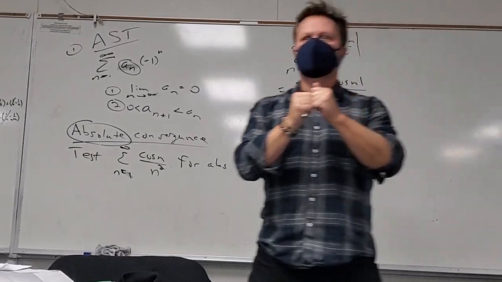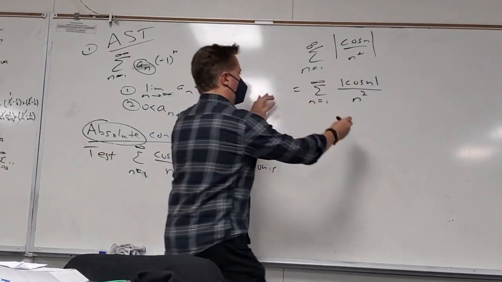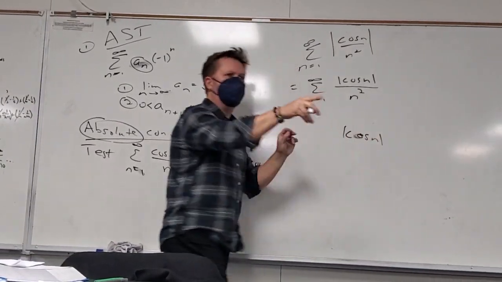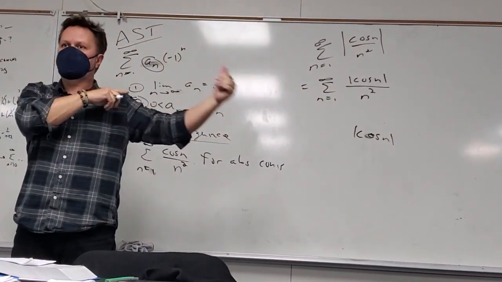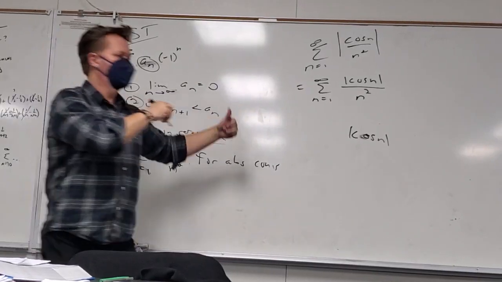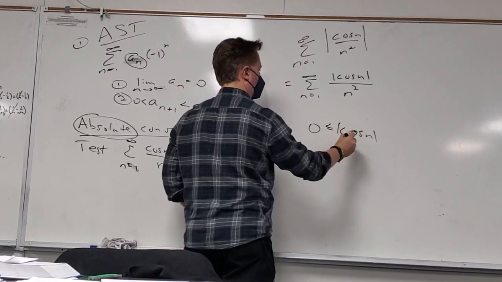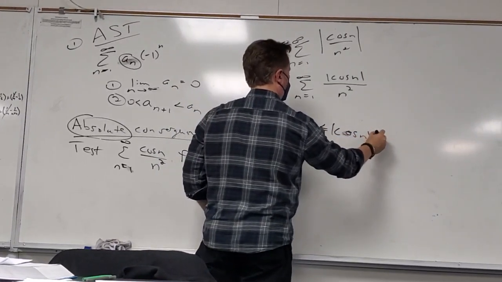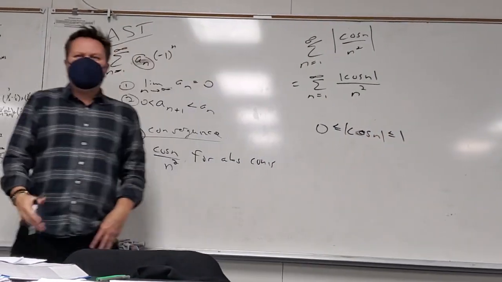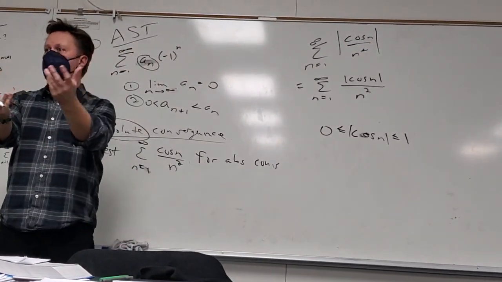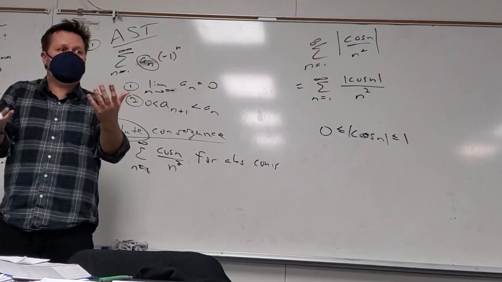I really want you guys to get this. Can you write it more specifically? The absolute value of cosine n, how do you write what you just told me? It goes from 0 to 1. Tell me mathematically. 0 less than or equal to, and then less than or equal to 1. What test does that remind you of? Direct comparison. It's got inequalities built in.